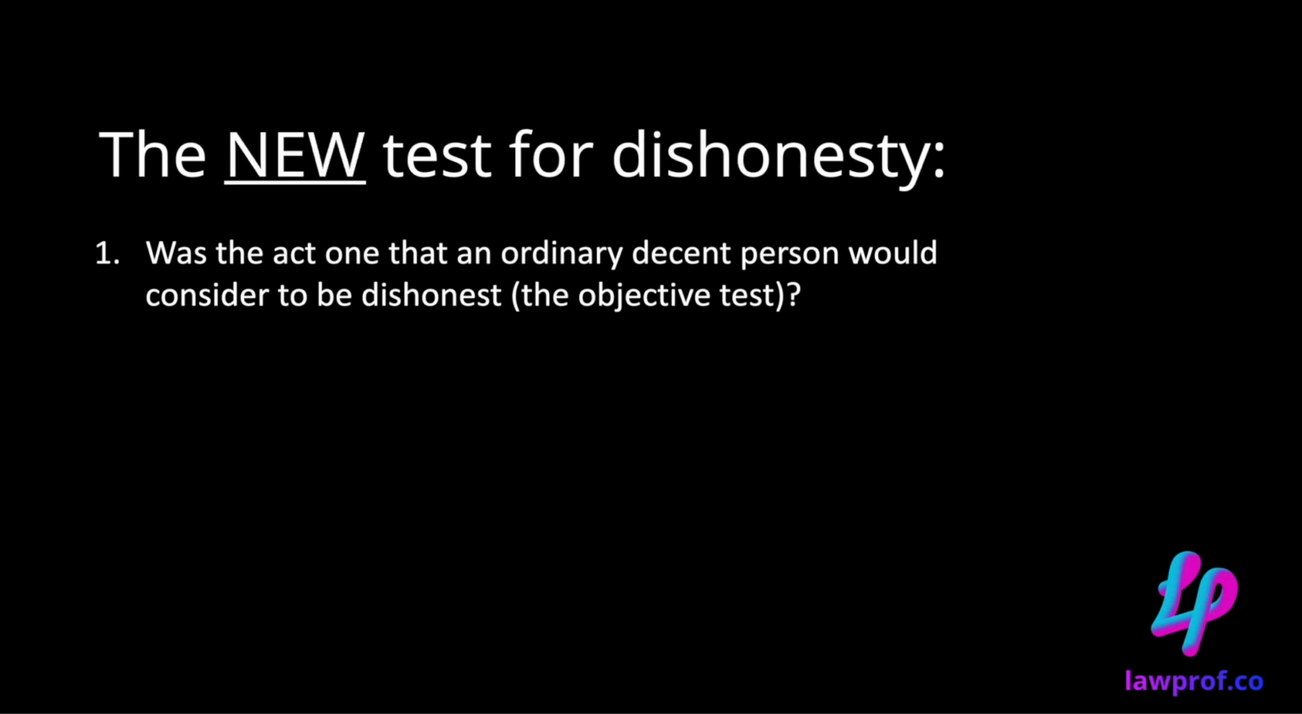This means that from now on, there's no need to establish that the defendant must subjectively believe that his conduct was dishonest. The only requirement now is that the conduct complained of was dishonest by the objective standard of ordinary, reasonable and honest people. If this is established, then dishonesty is established.